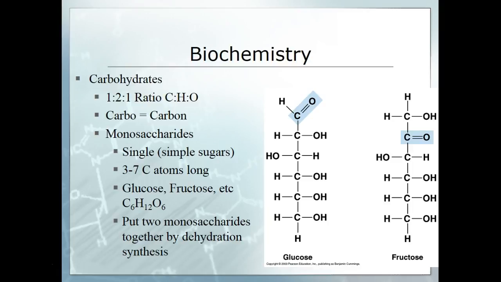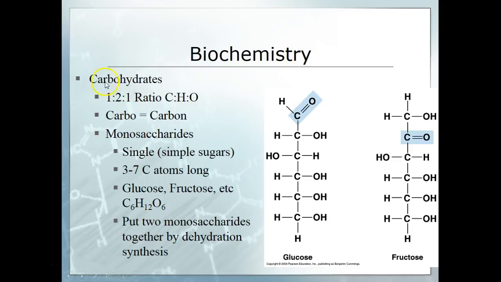So what exactly is a carbohydrate? Carbohydrates are built of carbon, hydrogen, oxygen in a 1 to 2 to 1 ratio. So if you were to count up all the atoms that make up this glucose, or count up all the atoms that make this fructose, all of the carbohydrates would have carbon, hydrogen, and oxygen in a 1 to 2 to 1 ratio. And when you look at monosaccharides, the chemical composition is C6H12O6.